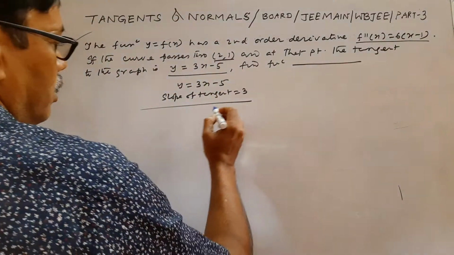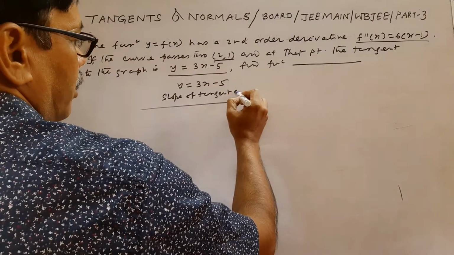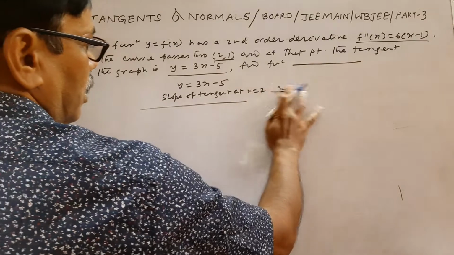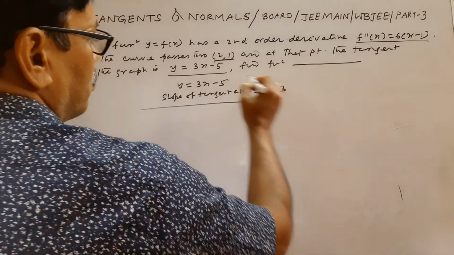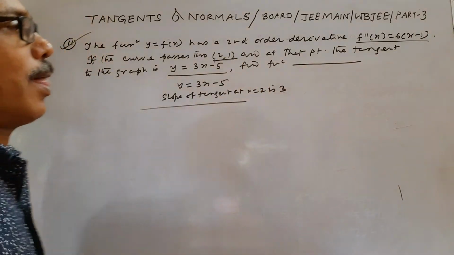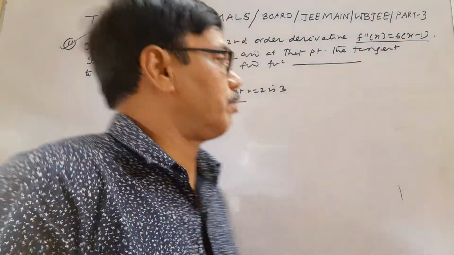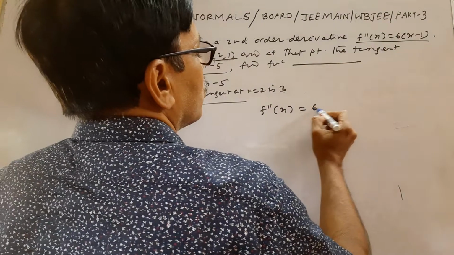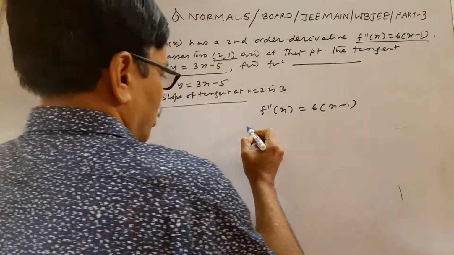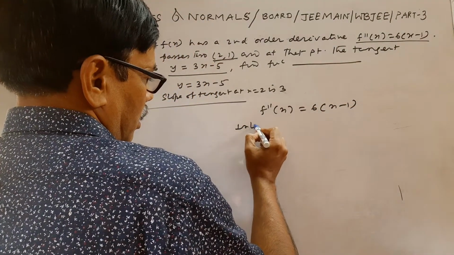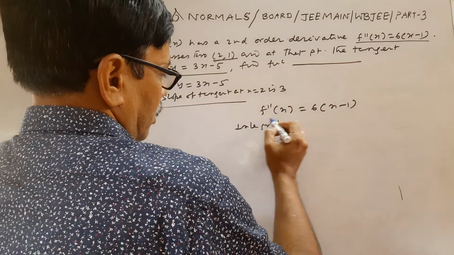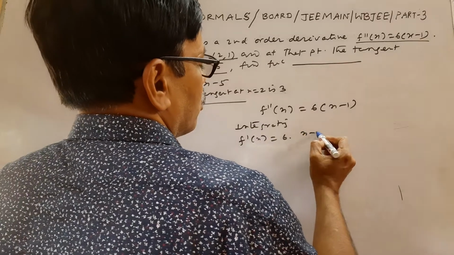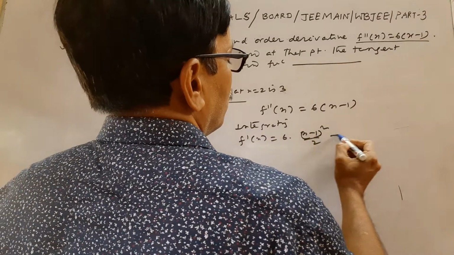The slope of the tangent at x equals 2 is 3, because the point is (2, 1). And the slope of the curve is f dash x. Now, f double dash x is 6 into (x minus 1). So, integrating, f dash x equals 6 into (x minus 1) whole square by 2 plus c.